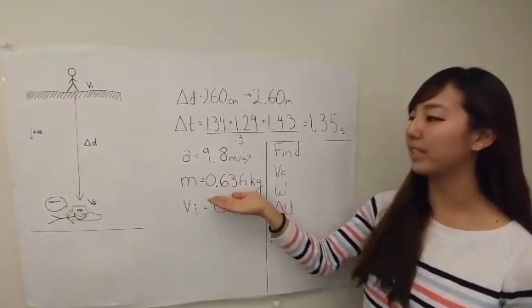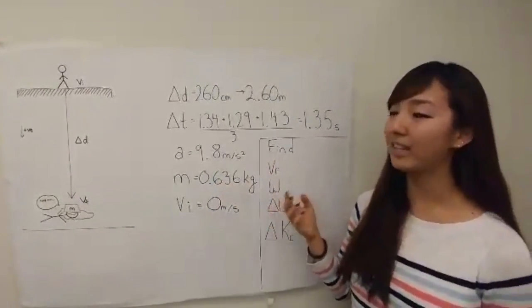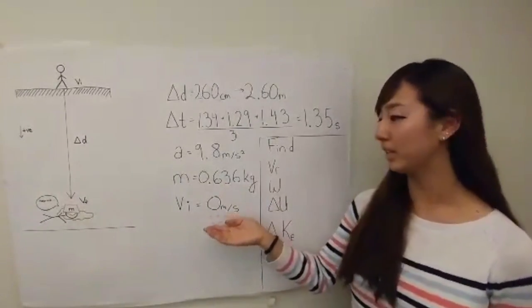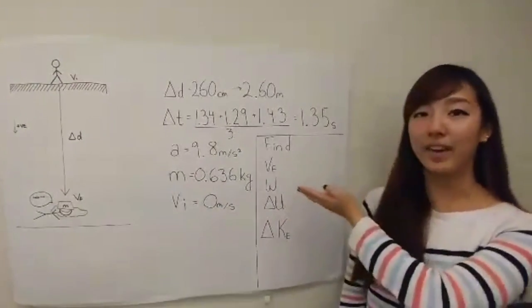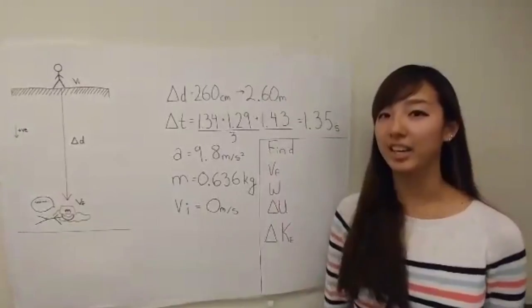The mass was 0.636 kilograms, and this is the same approximate mass of a small pie, and the initial velocity was 0 meters per second. So what we're trying to find is the final velocity, the work, the change in potential energy, and the change in kinetic energy.